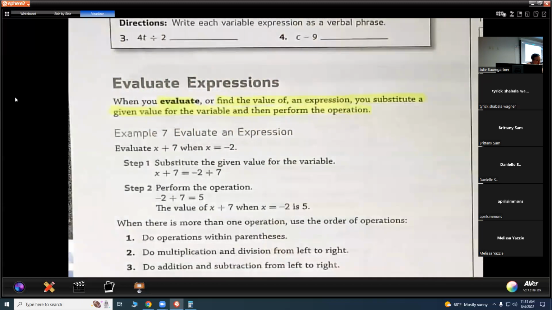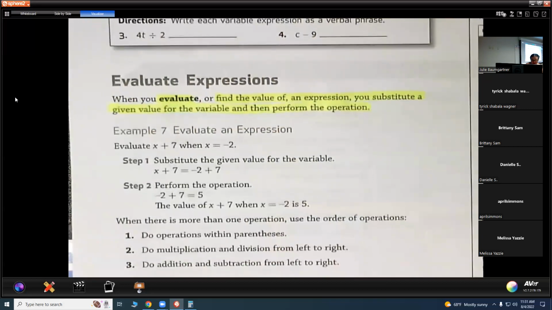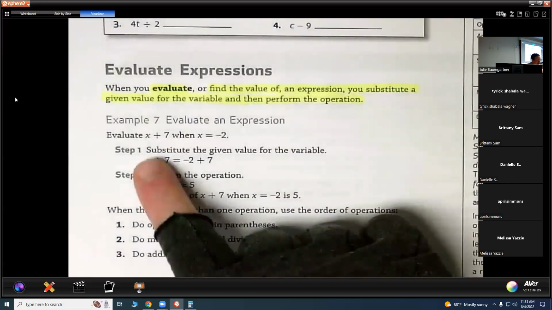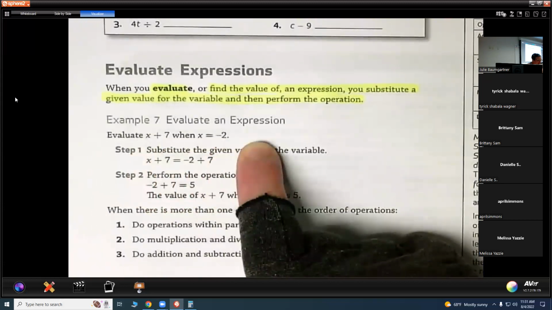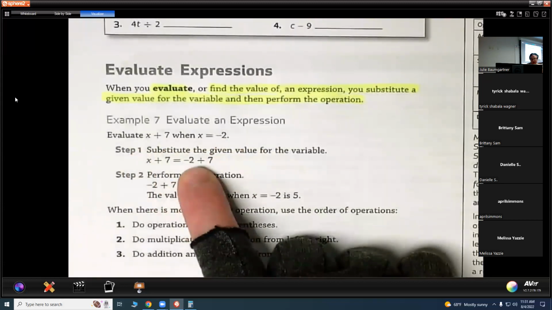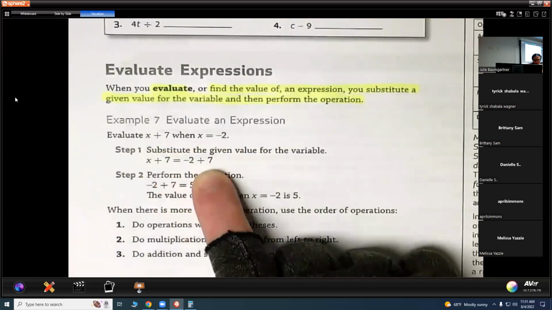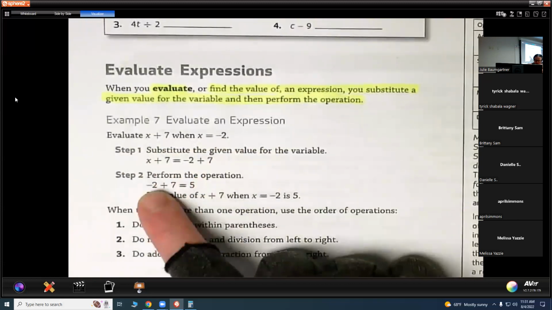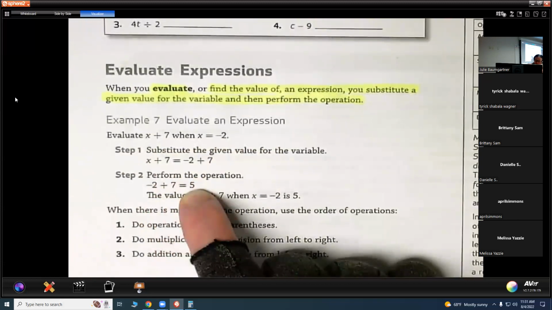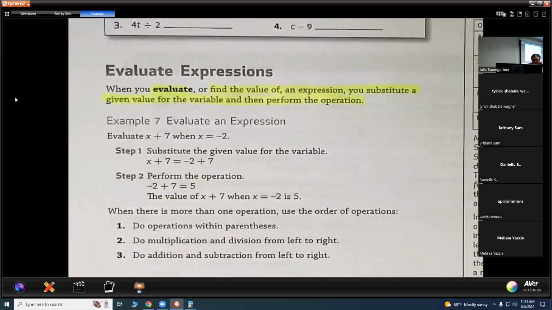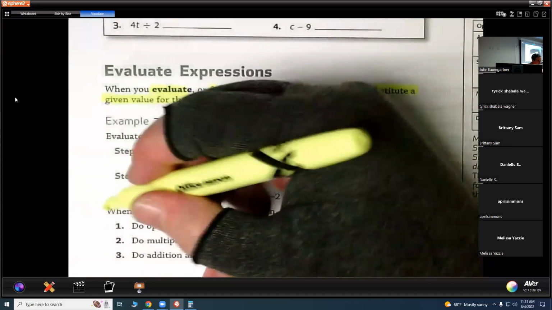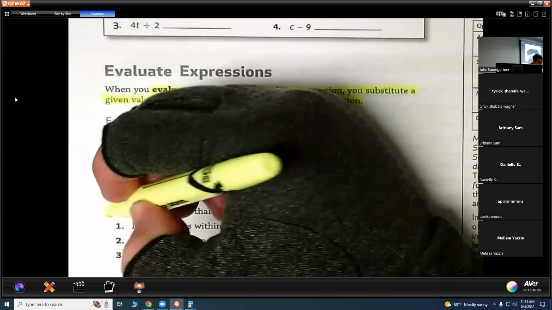Right. So we've seen this before, shouldn't be anything new. If we have evaluate x plus 7 when x equals -2, we just plug in our -2, and then perform the operation. So -2 plus 7 is +5, okay? And when there's more than one operation, use the order of operations, okay?